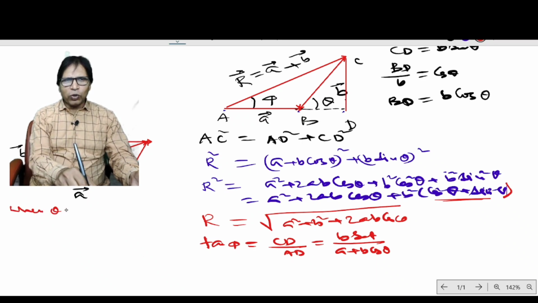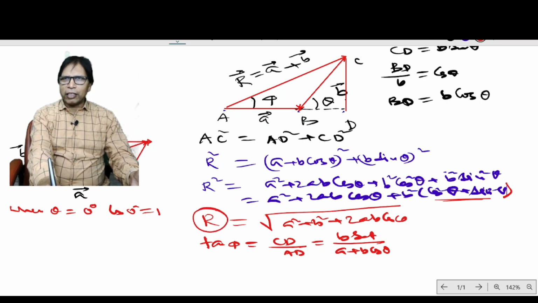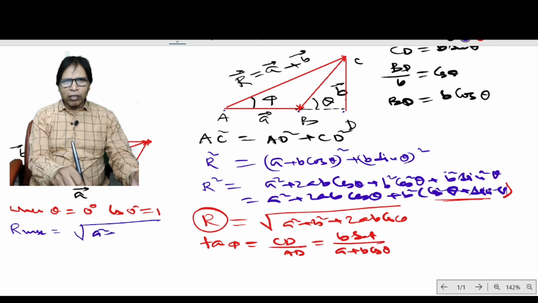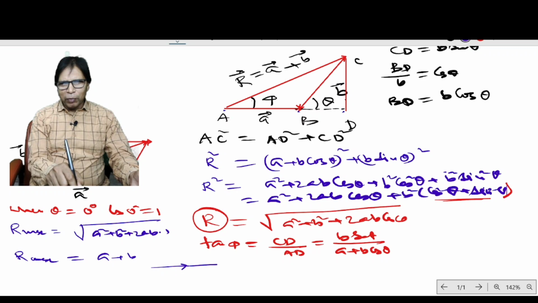When theta equals 0 degree, cos 0 degree equals 1. This is the maximum value, so the resultant R becomes maximum. R max equals root under of A square plus B square plus 2AB into 1, so R max equals A plus B. That is, when two vectors are directed in the same direction, their resultant is the algebraic sum of the two vectors.